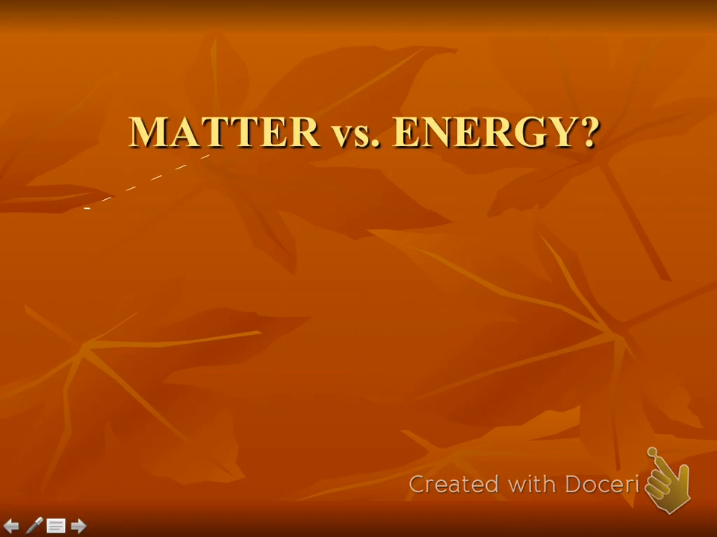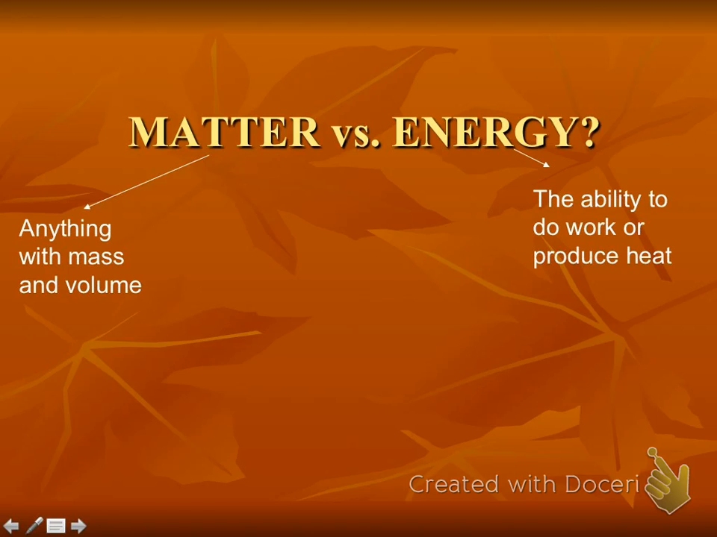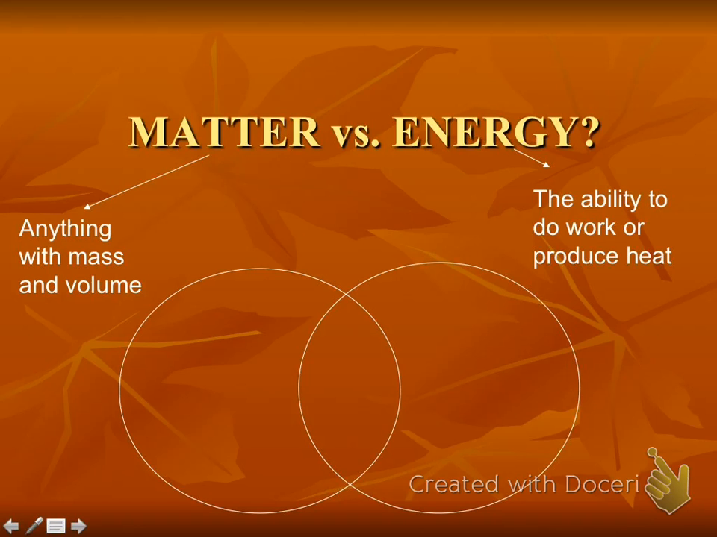Let's talk about matter versus energy. Matter we already defined as anything with mass and volume, but energy is the ability to do work or produce heat. So those two things are not necessarily the same. Think about some things that are energy that are not matter, such as if you were to talk about air. Where would that fall? Well, air is made out of particles, so that is mass and volume, so air would go over here. Air is actually a mixture of oxygen, nitrogen, some carbon dioxide, some argon, some other stuff.